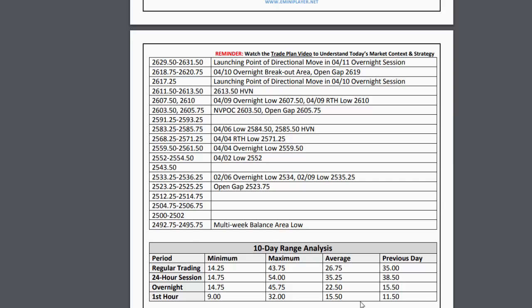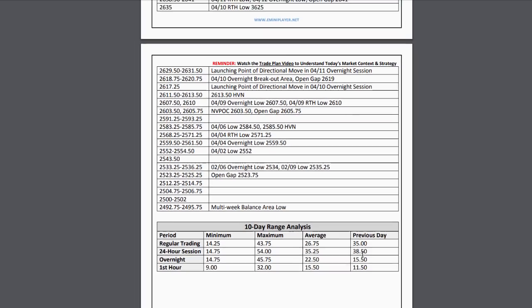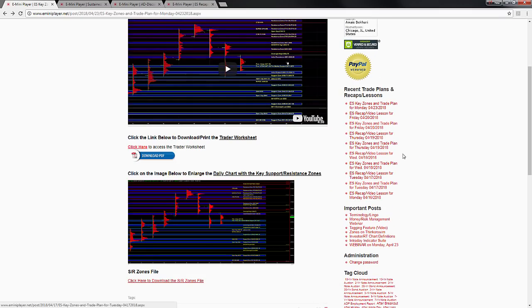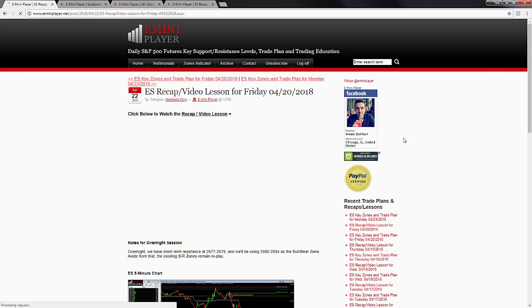But this section, I think, is very important because understanding the volatility is very critical when you're thinking about the market context. And again, the context is everything. Particular setups work in particular environments. And if you're not in tune with the environment, then it's going to be difficult to make the right trading decisions. Okay, so now that we've covered the trade plan, let's jump into the recap video.